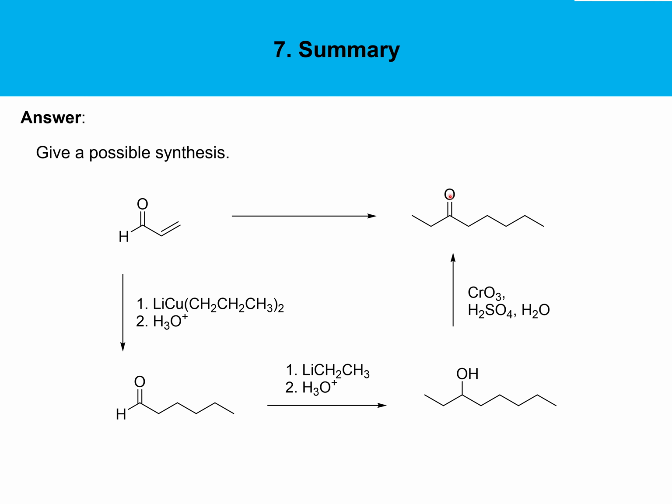Notice in our product that we want to get to, we have a ketone that has 1, 2, 3, 4, 5, 6 carbons. So essentially, we now need to add these 2 extra carbons to this aldehyde. We can do that by adding an organolithium or a Grignard that has an ethyl group on it. That would lead to producing this alcohol, the secondary alcohol, which if we oxidize with PCC or chromic acid, we can turn it into the ketone that we're looking at here at the end of the reaction.